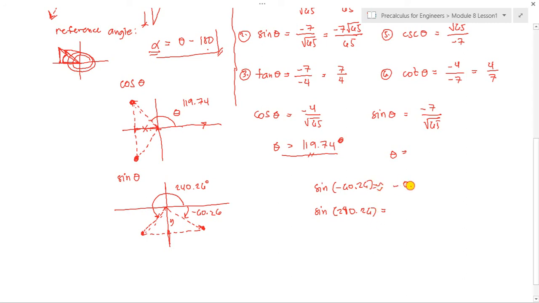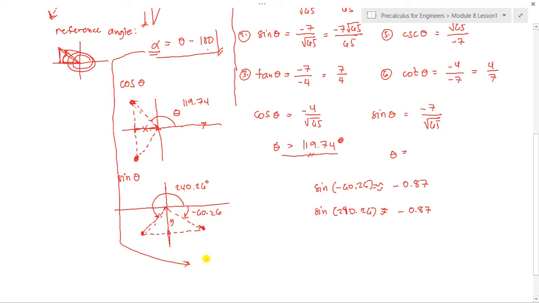Approximately negative 0.87. Now, if we use sine of 240.26, the result is still negative, approximately negative 0.87. Now, let's go back to our reference angle, since we discussed the reference angle alpha.